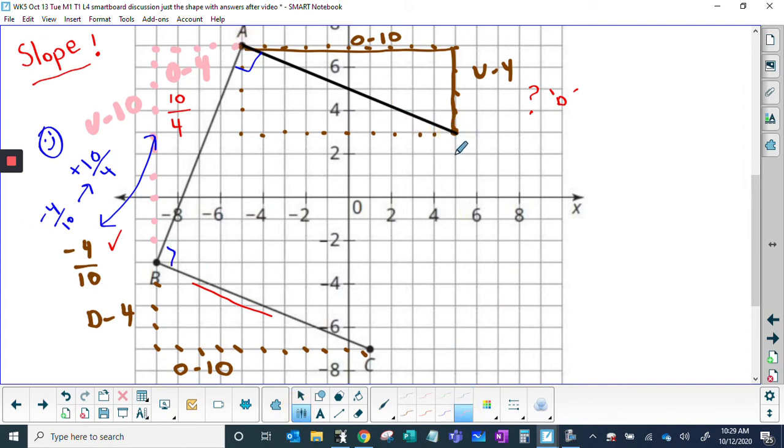1, 2, 3, 4, 5, 6, 7, 8, 9, 10. 1, 2, 3, 4. Over 4. Up 10. So this is 10 over 4. So now we have parallel to parallel, congruent to congruent. Everything works, right? Let's draw that line and finish this off.